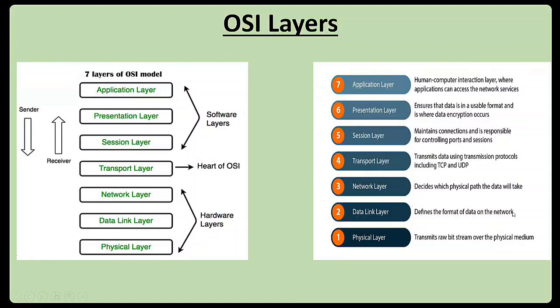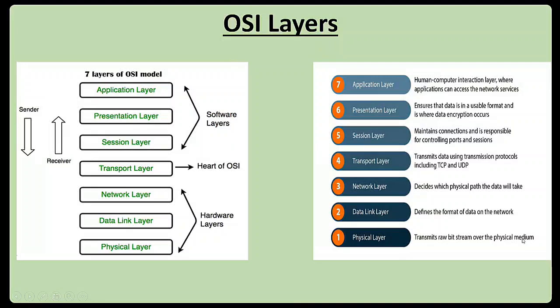So which type of data? It may be your image, or maybe your movie, or maybe your video file, or maybe a text file, or whatever may be the file type, the file format will be decided by your data link layer. The physical layer will transmit your raw bit stream over the physical media.